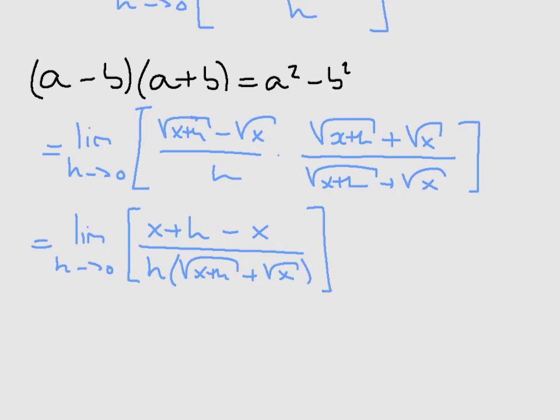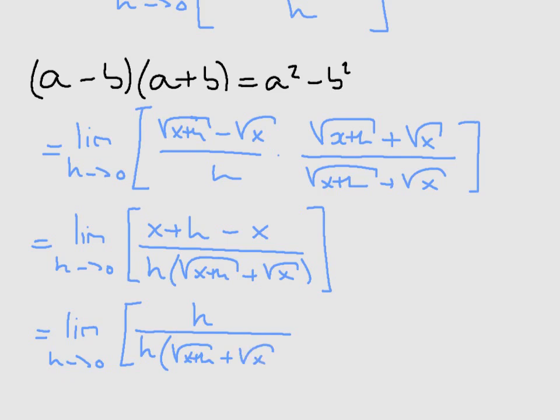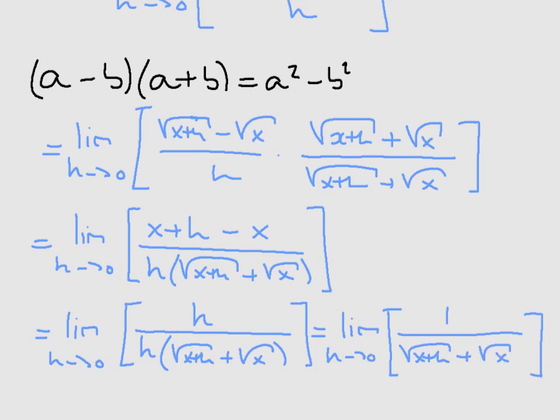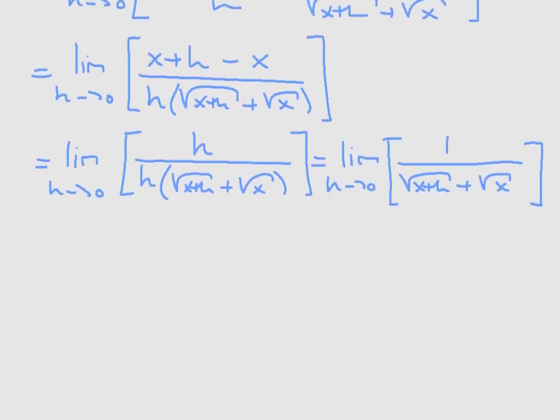Now that numerator is going to simplify a bit to lead to h on the numerator, and on the denominator we'll still have h times (√(x+h) + √x). Those h's will simplify, leaving us with the limit as h tends towards 0 of 1 over (√(x+h) + √x). Now, if we carry on below, I'll just rewrite that, it's getting a bit crunched up there.